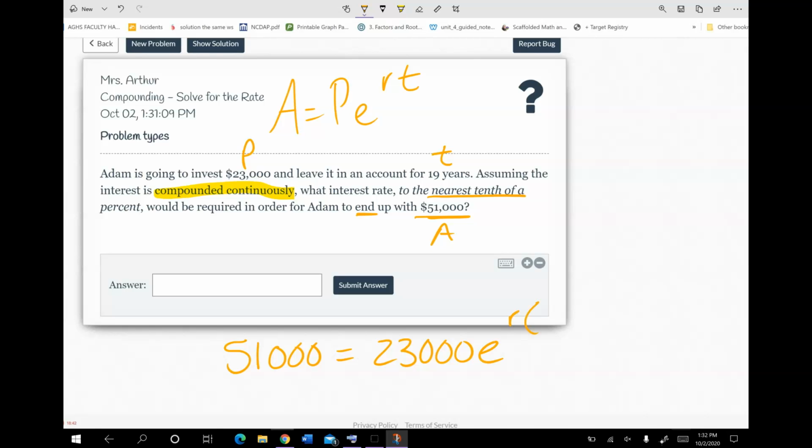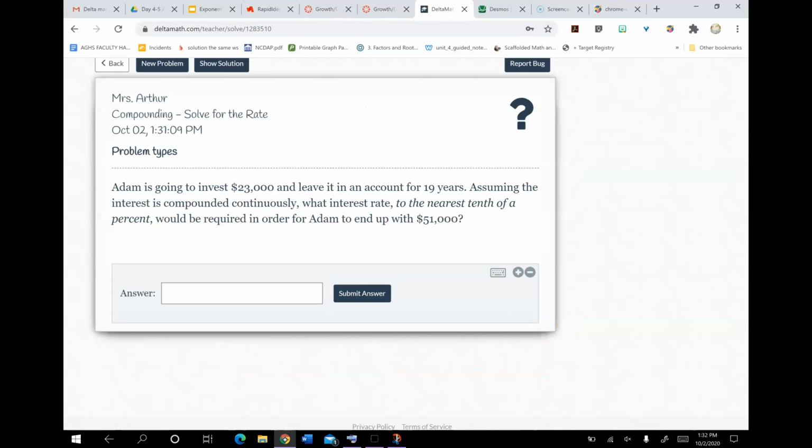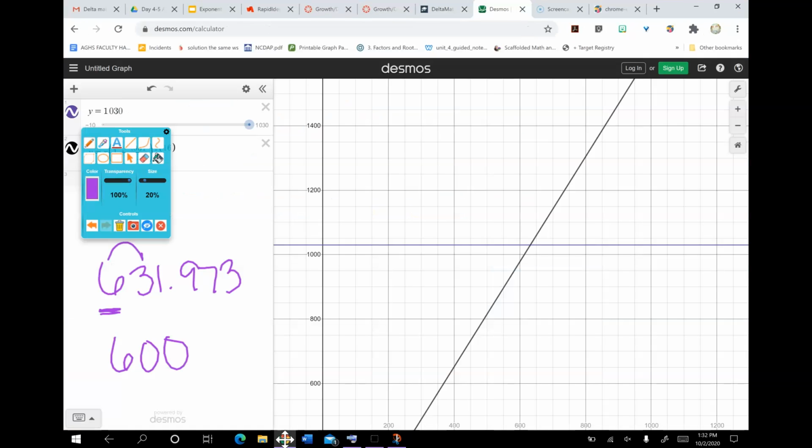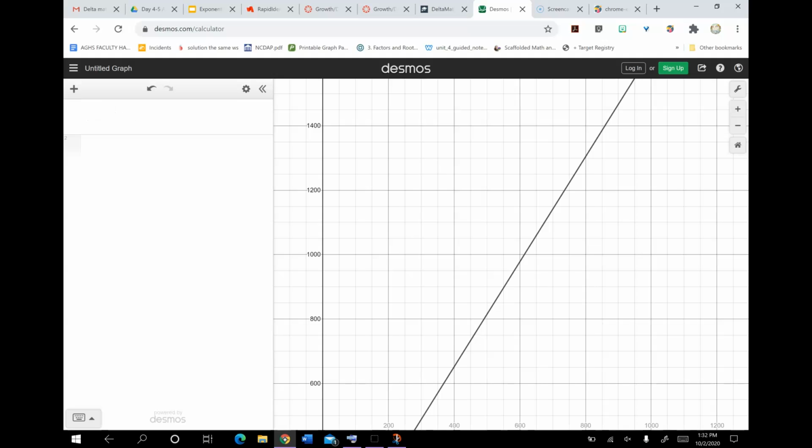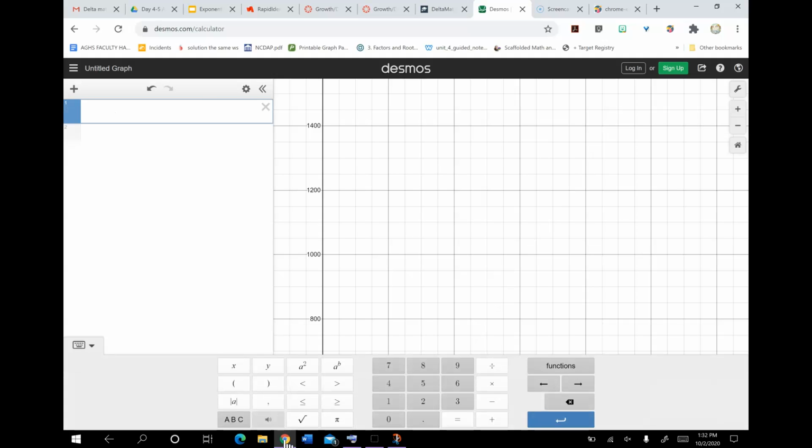I don't know my R, and my T is 19. So again, we're going to do left-hand side line 1, right-hand side line 2, and find that intersection. Okay? So here we go. Let's trash, exit, exit, exit. Here we go. We got Y equals 51, 1, 2, 3.